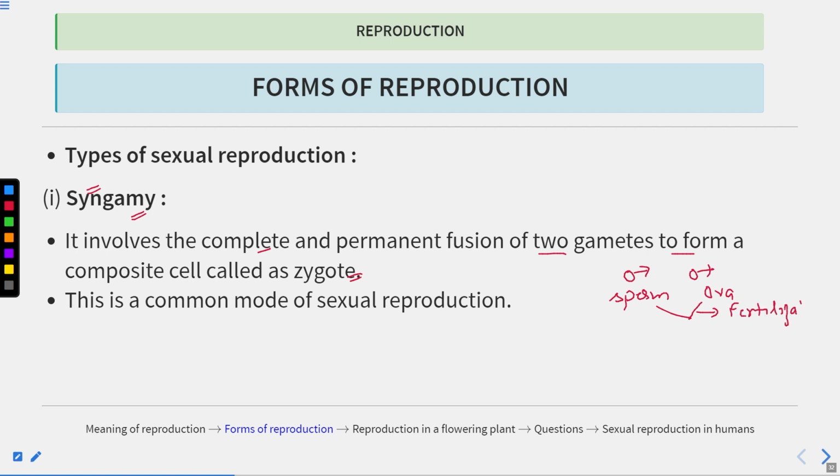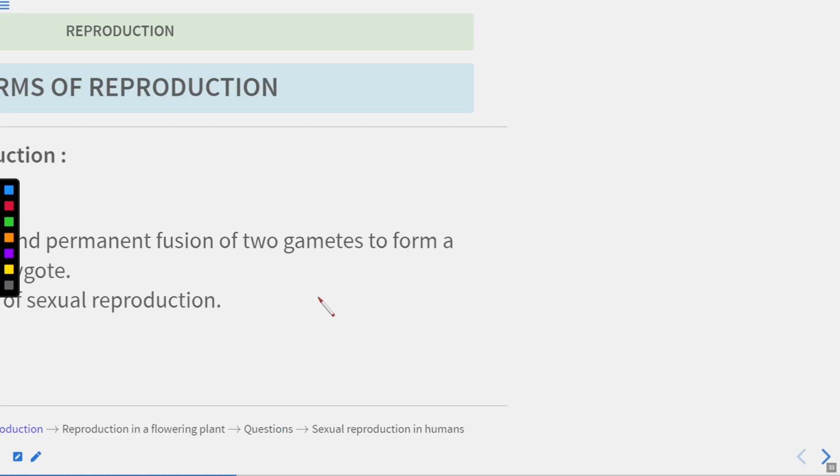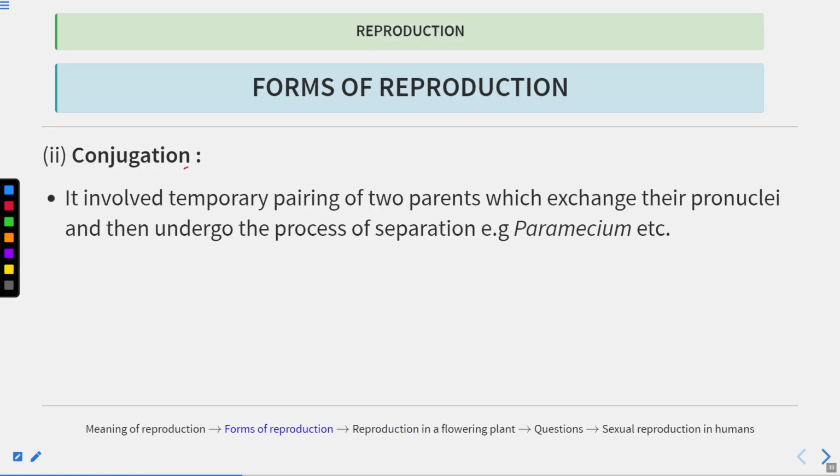And after fertilization, what will be developed? A diploid zygote is developed. This will be 2n, and these gametes are haploid. A zygote contains two sets of chromosomes, that's why it is diploid. So the 2n condition is known as diploid. Clear? Now this is the most common mode of sexual reproduction. Clear? Now next is conjugation.